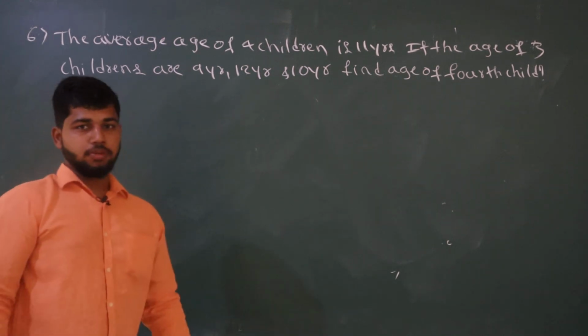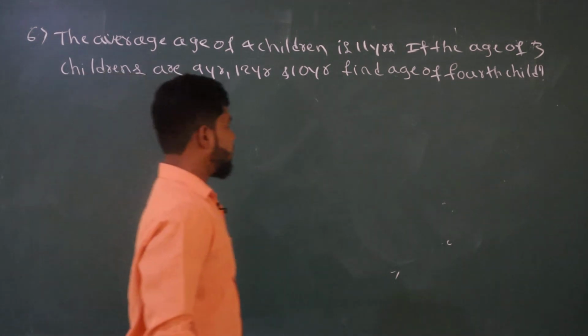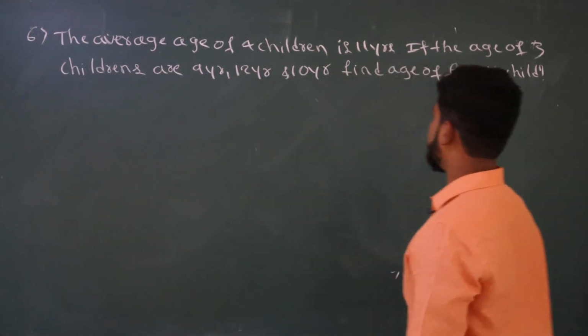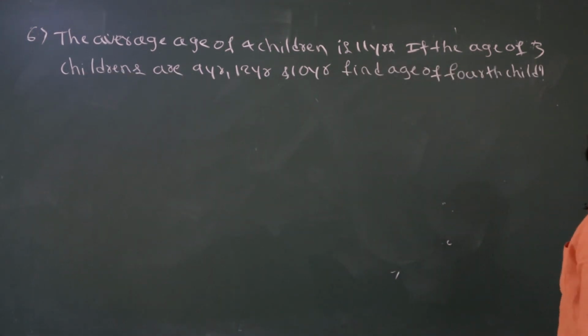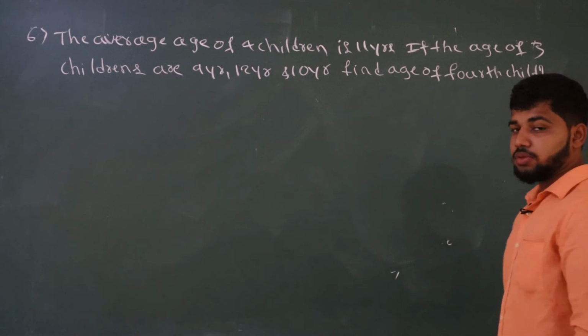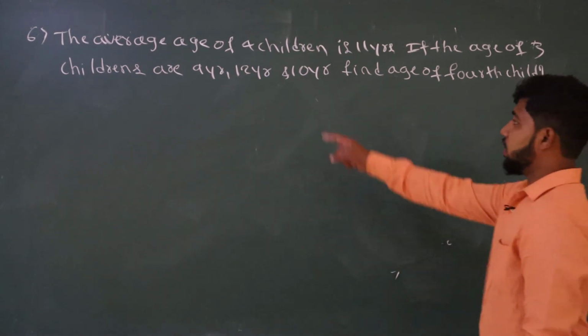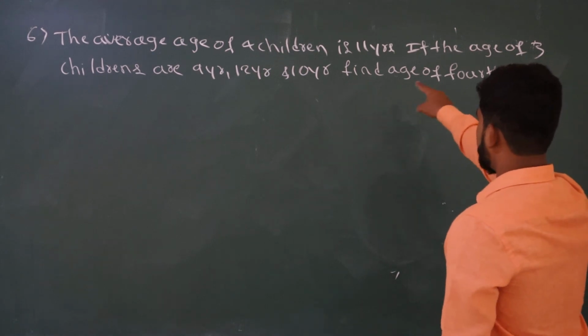What is the given problem? The sixth one is the average age of 4 children is 11 years. If the ages of the 3 children are given as 9 years, 12 years and 10 years, find the age of the 4th child.